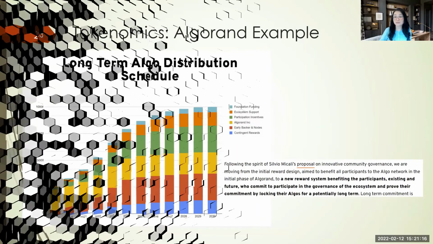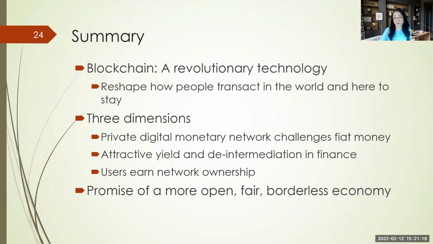So taken together, blockchain is a revolutionary technology. It's shaping the way we transact, we store data, and we participate in building a network, right? First of all, we have the first digital monetary network, Bitcoin, and we have crypto assets earning a much more attractive yield than savings in the bank. We also have the play to earn ownership model, which allows everybody to be part of this system and to be an owner of the system. So it really gave us a promise of a more open, fair, and borderless economy.